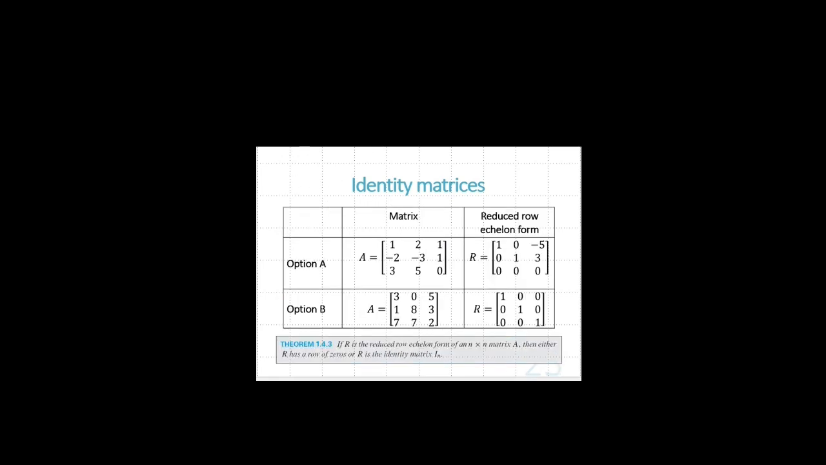Okay, so here's the other thing that you'll want to look at, theorem 1.4.3. If R is the reduced row echelon form of an n by n matrix, then either R has a row of zeros or R is the identity matrix I_n. So if you have a square matrix A and you have gone through your elementary row operations, you're either going to end up with a reduced row echelon form that has a row of zeros or it's going to end up being the identity matrix I_n. So keep that in mind as well.